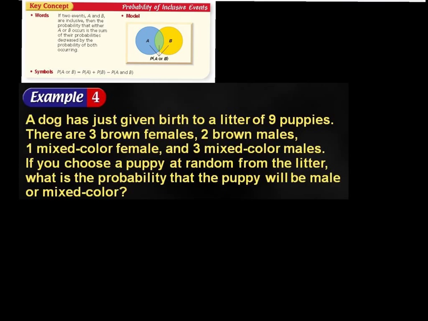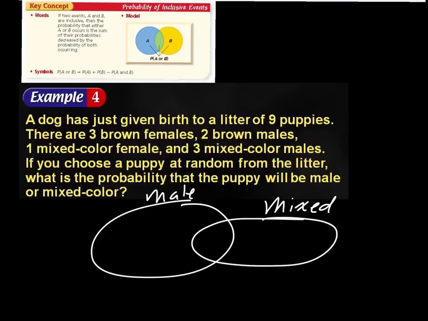A dog has just given birth to a litter of 9 puppies. There are 3 brown females, 2 brown males, 1 mixed color female, and 3 mixed colored males. If you chose a puppy at random from the litter, what is the probability the puppy will be male or mixed color? A Venn diagram works beautifully on these.